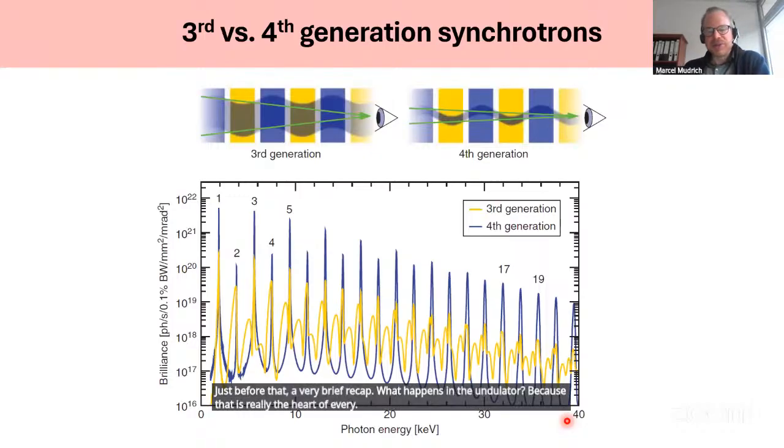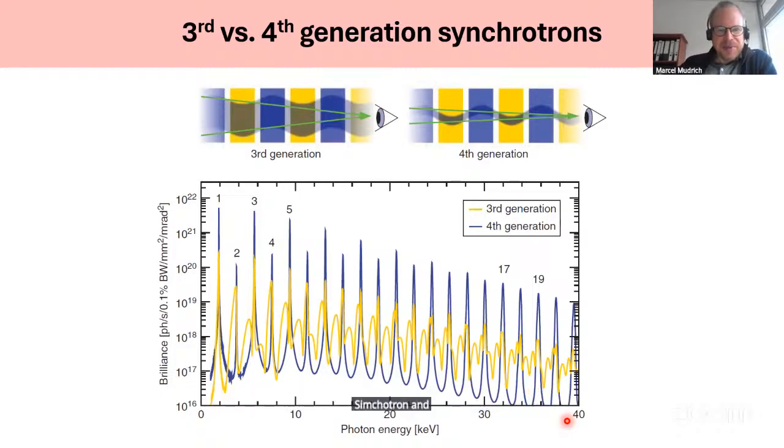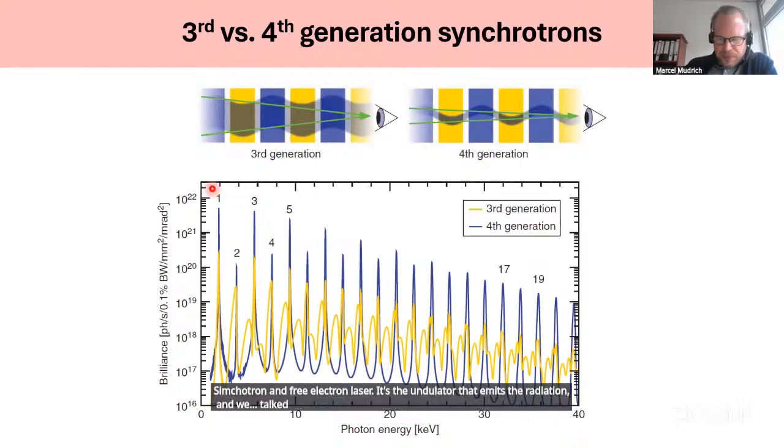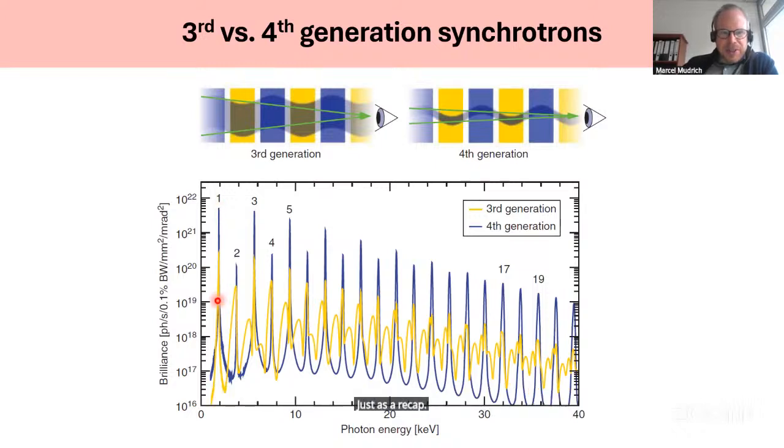because that is really the heart of every synchrotron and free electron laser. It's the undulator that emits the radiation, and we talked about that already in the past 2 sessions. Just as a recap, undulator radiation is quite narrow band.